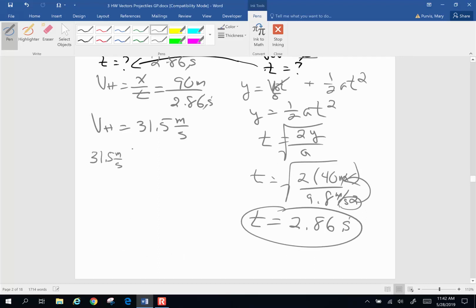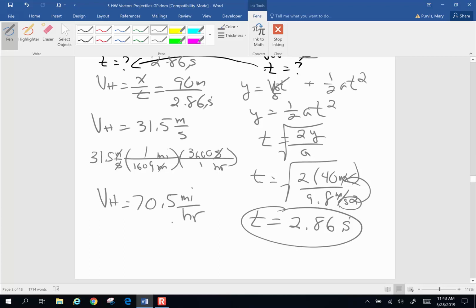31.5 meters per second. Get rid of meters, go to miles. We know there's 1609 meters in a mile. Get rid of seconds, go to hours, 3,600 seconds in an hour. So 31.5 divided by 1609 times 3,600, and I end up with a horizontal velocity of 70.5 miles per hour, rounding that off to 3 sig figs. So pretty quick, but not crazy fast.